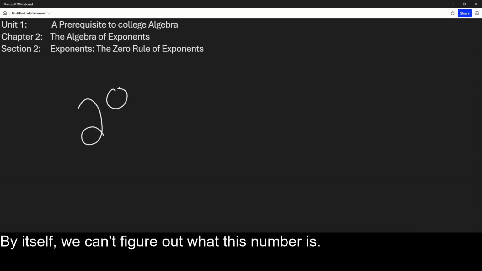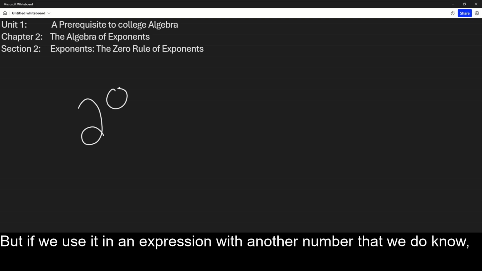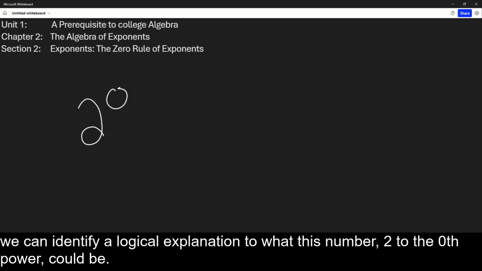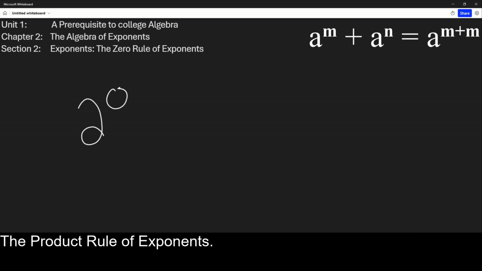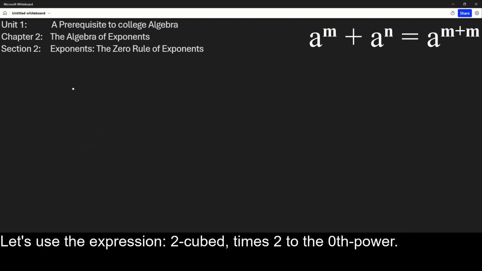By itself, we can't figure out what this number is. But if we use it in an expression with another number that we do know, we can identify a logical explanation to what this number, 2 to the zeroth power, could be. We can do this with the rule we learned in the previous lesson, the product rule of exponents. Let's use the expression 2 cubed times 2 to the zeroth power.